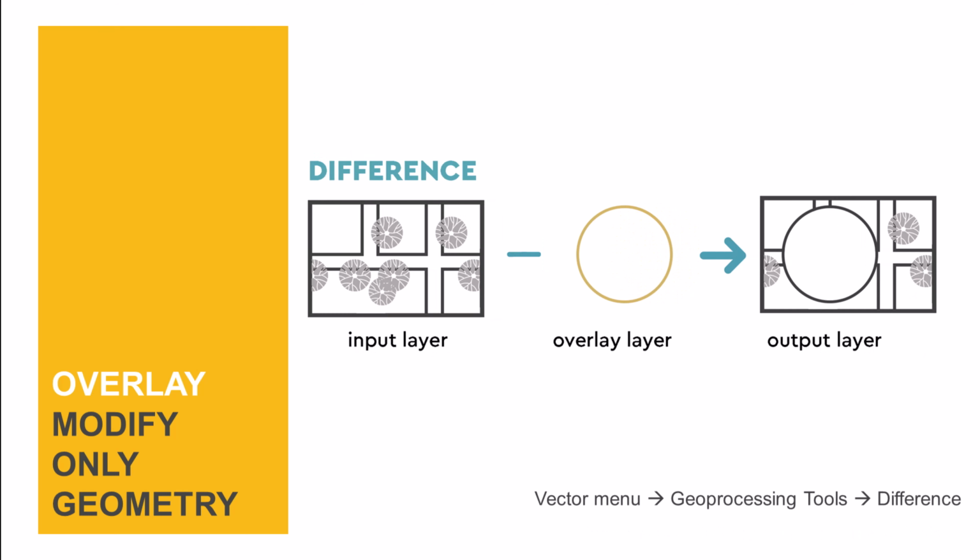The QGIS tool difference extracts features from the input layer that don't fall within the boundaries of the overlay layer. Input layer features that partially overlap the overlay layer features are split along the boundary of those features, and only the portions outside the overlay layer features are retained. The attribute table retains the values of the input layer. If you need some help, check the demo video.